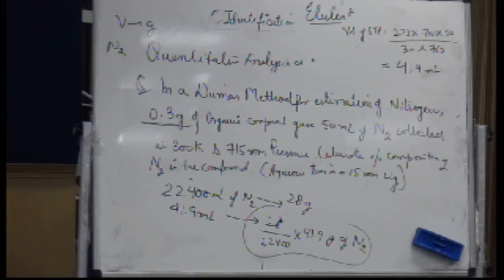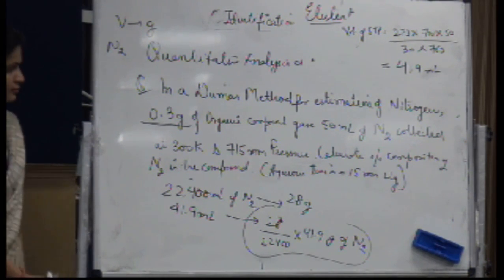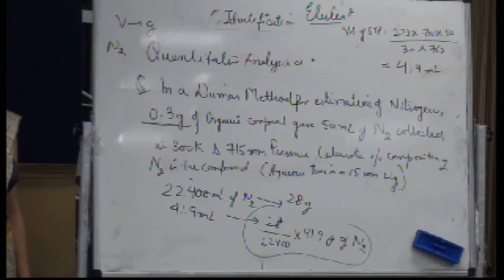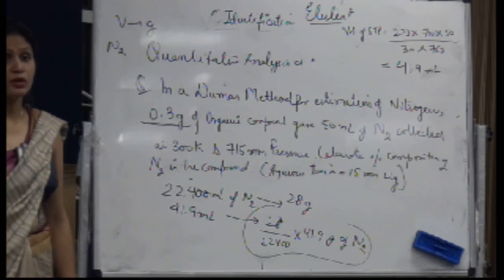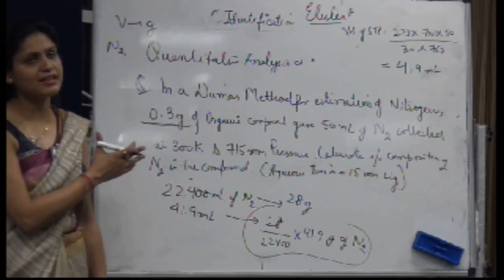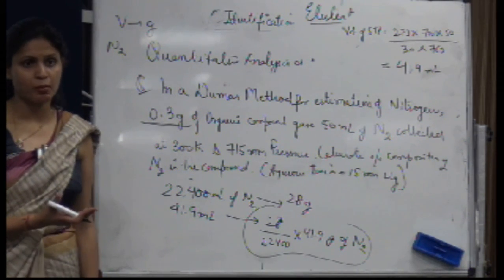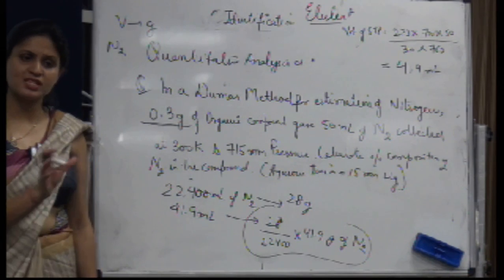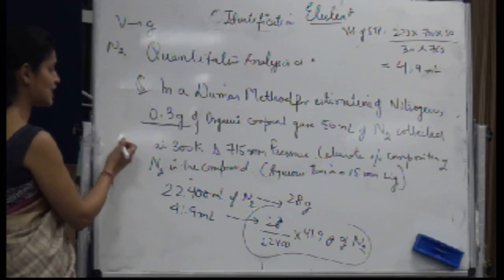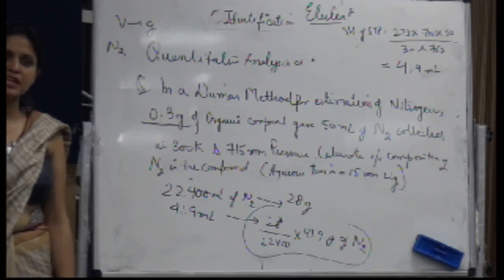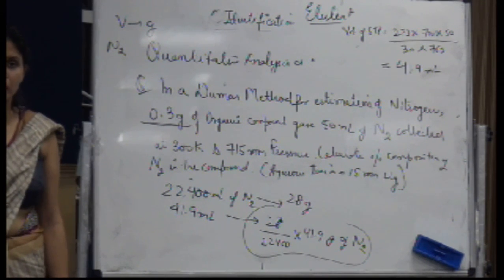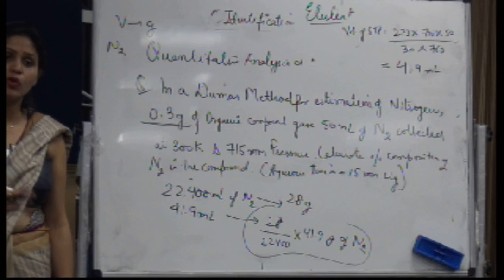Is this clear? Because this is a very important numerical. No, this is the case when we were given the volume instead of the mass. Usually the process remains the same, the procedure remains the same, that if I am saying 44 grams give 12 grams of carbon, 18 grams of water, 2 grams of hydrogen.